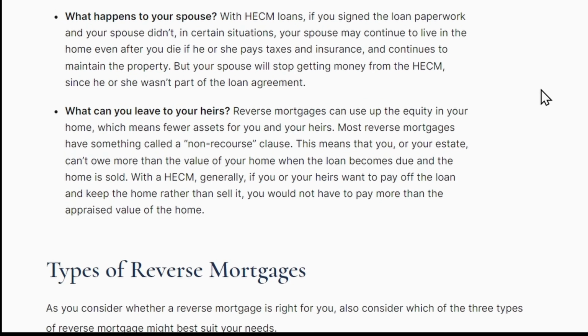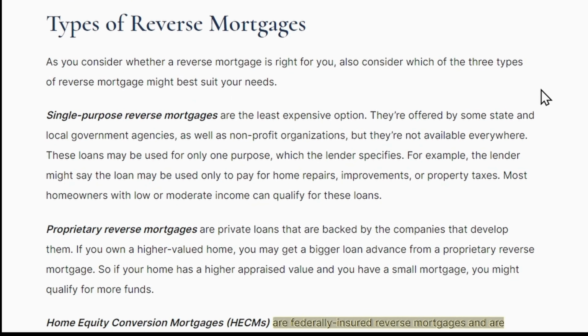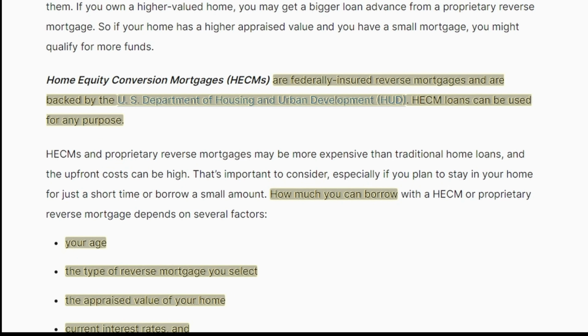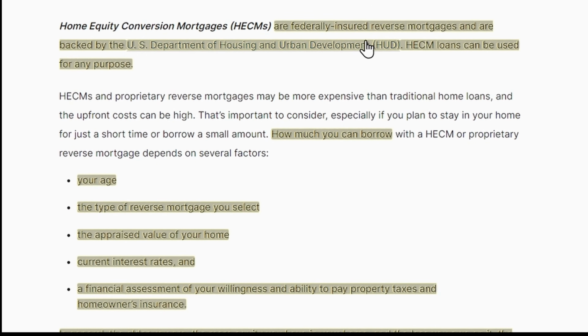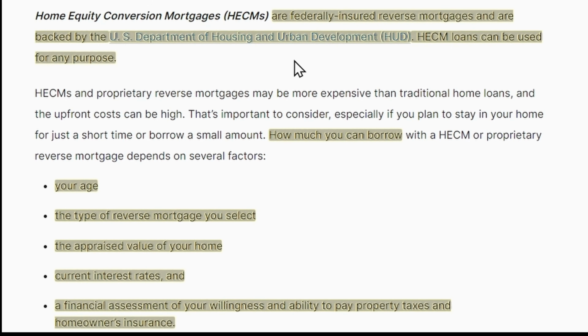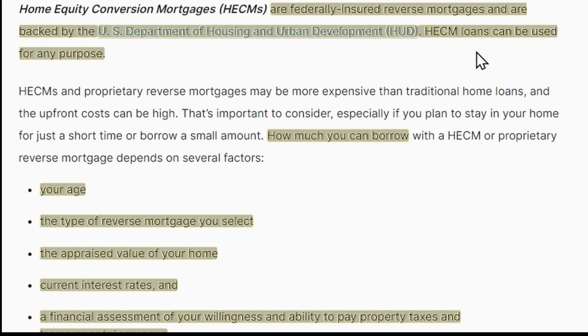I'm going to explain to you, though, there are options where you can make payments if you want. The most standard reverse mortgage product in the country right now is called a HECM. They're federally insured reverse mortgages and are backed by the U.S. Department of Housing and Urban Development, also known as HUD, and it can be used for any purposes.